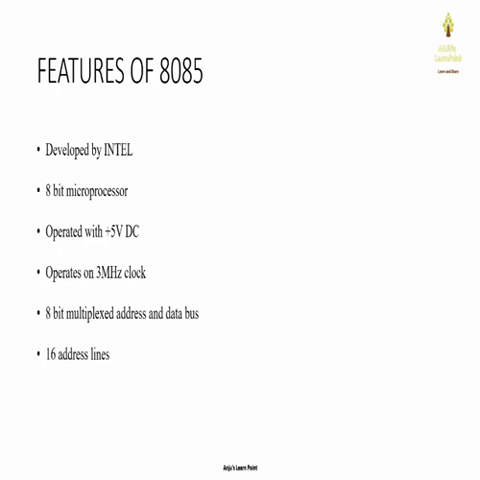It has 16 address lines, which means that it can address up to 2 power 16, that is 64 kilobytes of memory. And it has 5 hardware interrupts, namely TRAP, RST 6.5, RST 5.5, RST 4.5 and INTR. So these are some of the notable and significant features of 8085.